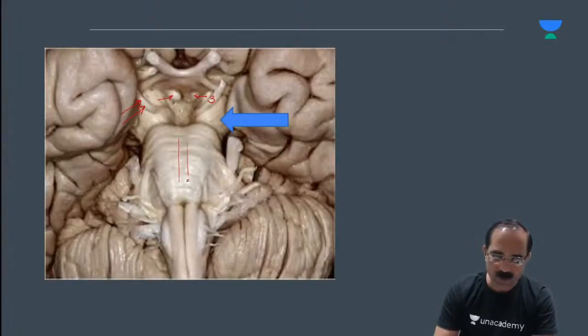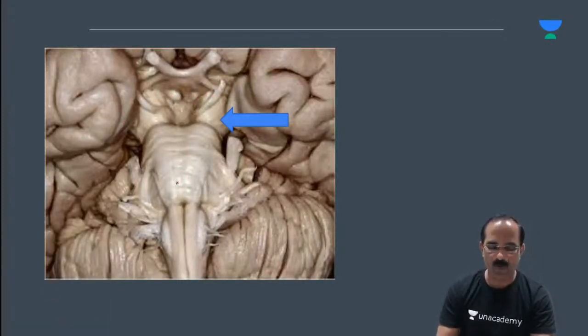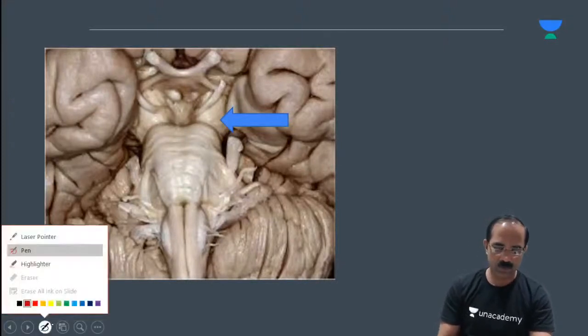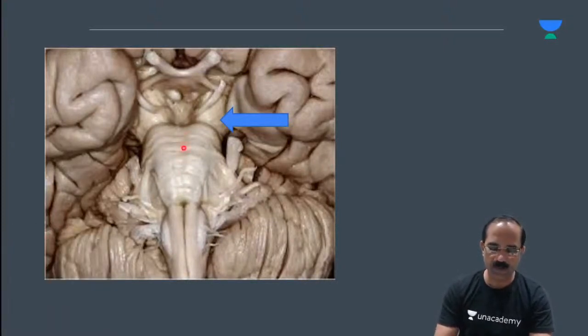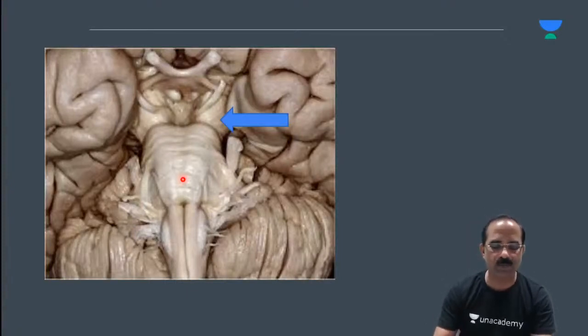What is this sulcus for? Anyone? What is this groove in the pons for? Come on, answer, students. The groove in the pons is for the basilar artery. This is the median sulcus or the basilar sulcus, and that's for the basilar artery. Fine.